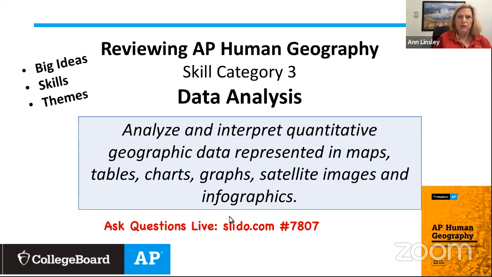So there are some things that I want to point out and caution you about, as well as address as review topics. When we're looking at data analysis, this is what it's telling us: we're analyzing and interpreting quantitative geographic data as it is represented in maps, tables, charts, graphs, satellite images, and infographics. Okay, infographics. I love infographics.